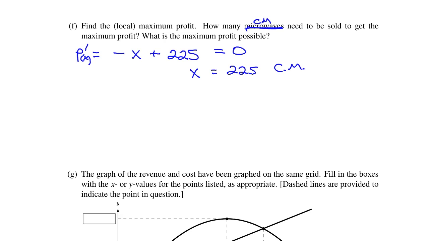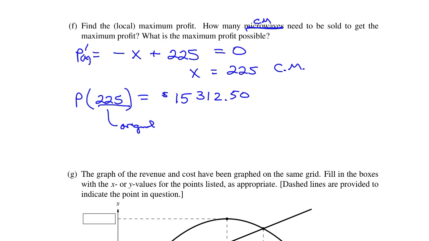And then what is the profit when you are making the maximum profit? Well, to find that, we'll just evaluate 225 in the profit function. And if I'm reading this right, it looks like it's 15,312 and 50 cents. This number is found by evaluating 225 in the original profit function, not the derivative. Obviously, in the derivative, the answer is 0.